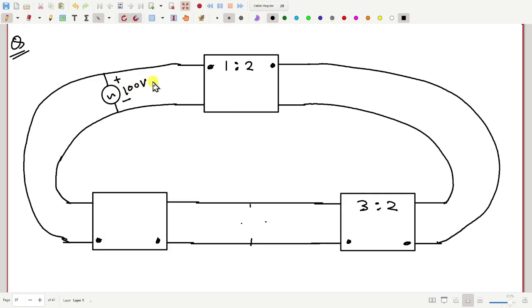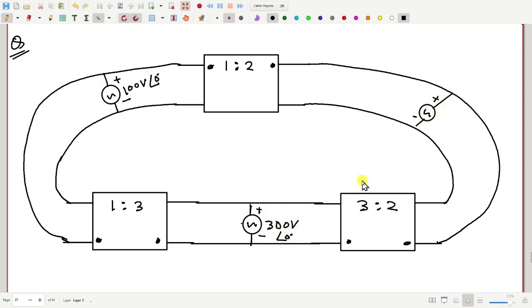It will be 1 is to 3. 1:3, right? Okay, so I may put here also one more source. What is the safe voltage for this source? That should be 300. And if I put one more source here, these are all with angle 0 degree, same phase.